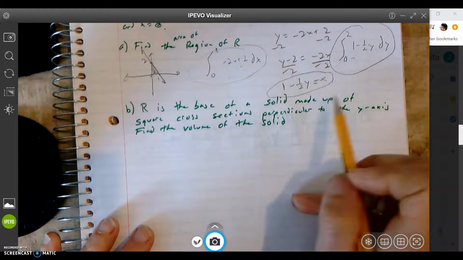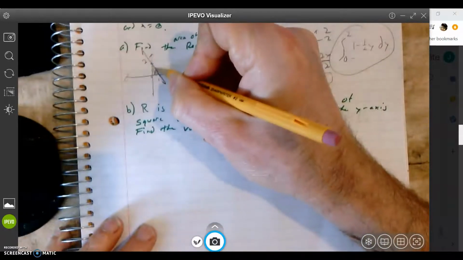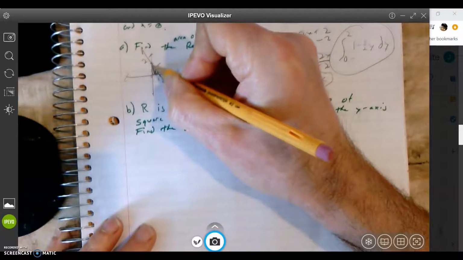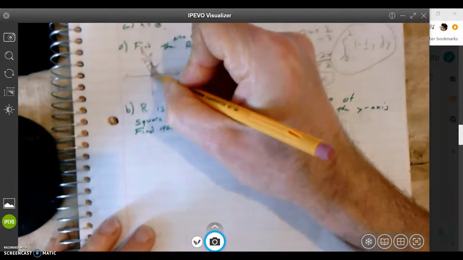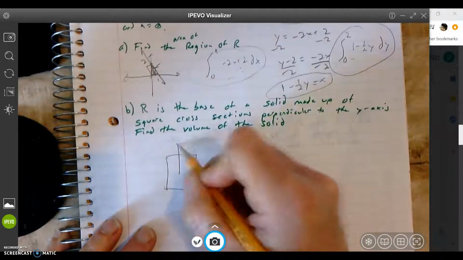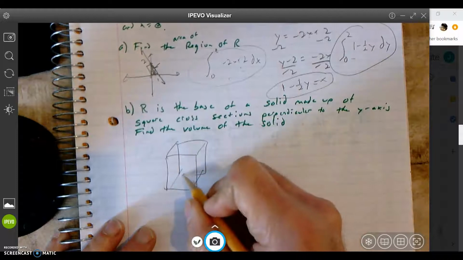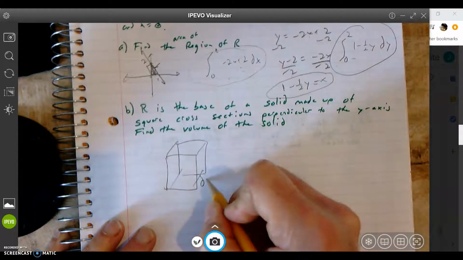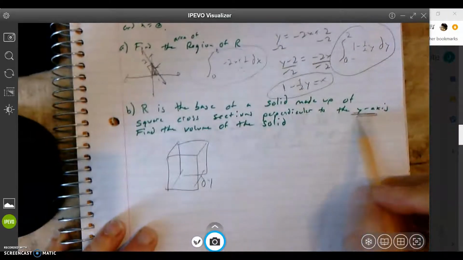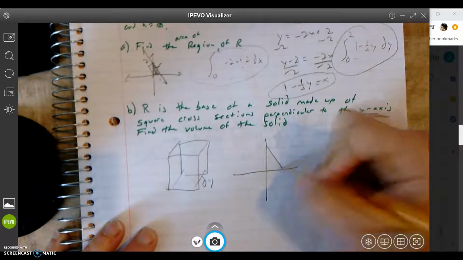So R is the base of a solid made up of square cross sections. So out of here are coming squares. Squares are coming out. Sorry, it's taking a little while to adjust and focus. So that would mean that a square cross section is going out. So this is dy, because the cross sections are perpendicular to the y-axis right here.